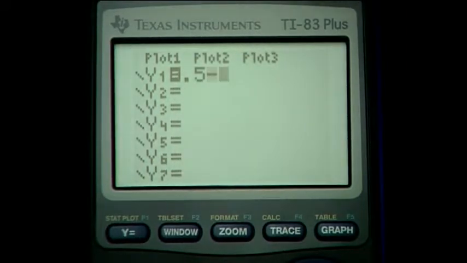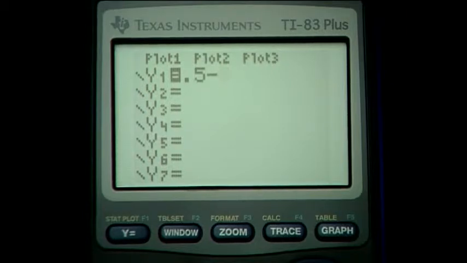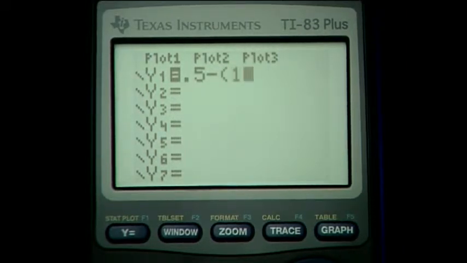And now minus, and now the fraction. It's important to contain both numerator and denominator of the fraction in parentheses, because each of them is a binomial. So we open a parenthesis and enter the 10x, that's 10 variable key, plus 3, and then close parenthesis, and then divided by, open parenthesis, 5x plus 6, close parenthesis.